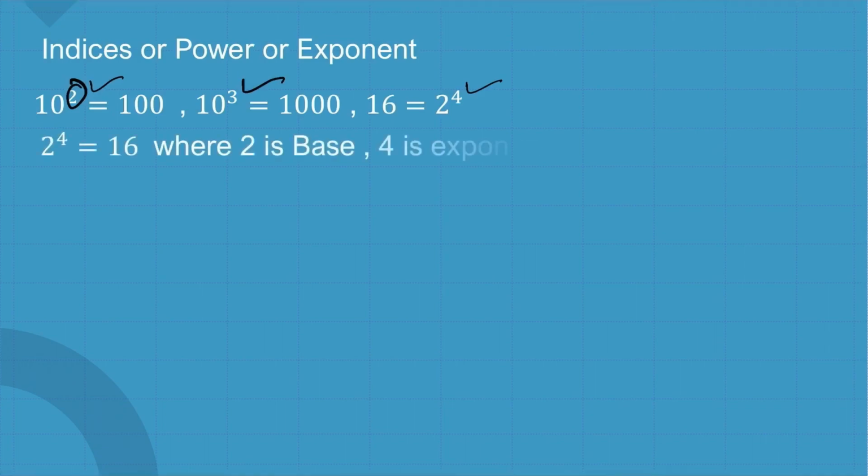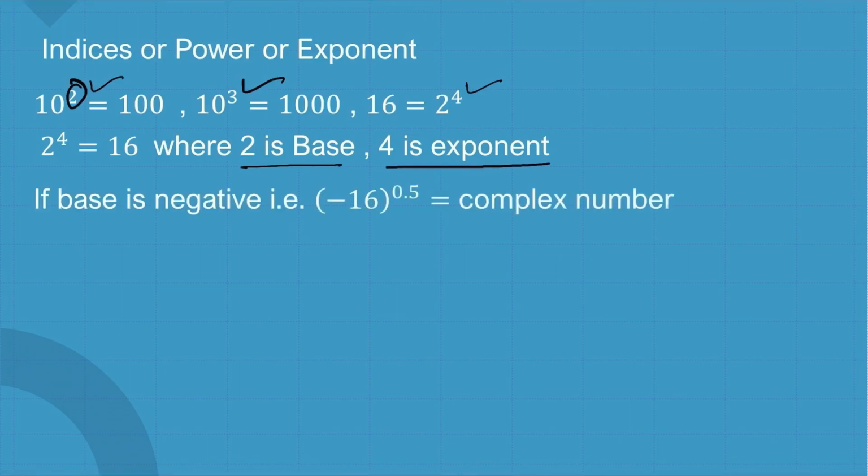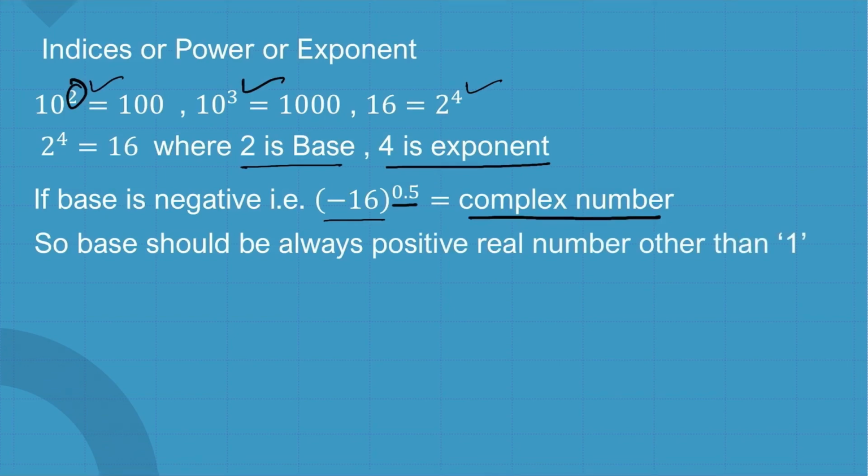After that, in 2 raised to the power 4 is equal to 16, this 2 is called base and the 4 is called exponent. If the base is negative, that is if we are taking the base minus 16 and we have applied the exponent 0.5, so we got a complex number. So base always should be a positive real number other than 1. This is very important. Base always should be a positive real number other than 1.